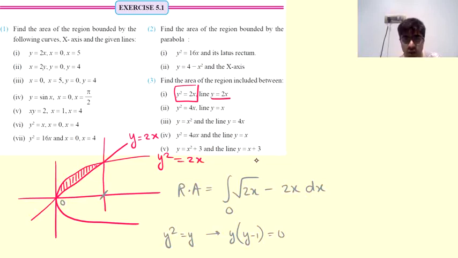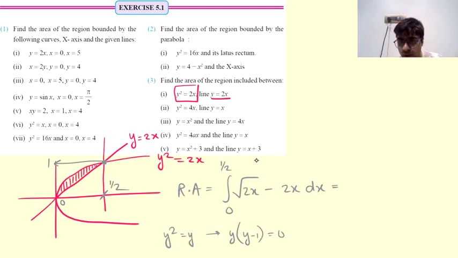If for the point of intersection the y coordinate is 1, then put y as 1 in the equation here. So you have x equals 1 by 2. So the integration here is going to go from 0 to 1 by 2. And finally you will have your required area.